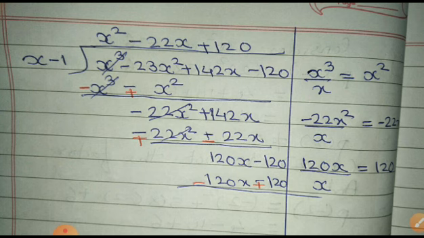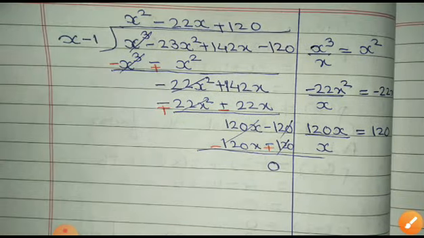Then what is the procedure? Just change the sign. So I'll get 120x minus 120x cancelled, so 0, and minus 120 plus 120 will be 0. See, here you will always get the remainder as 0 because x minus 1 is a factor. 2 is a factor of 6, therefore when I divide 6 by 2, you will get the remainder as 0 itself. Okay, so is it clear?